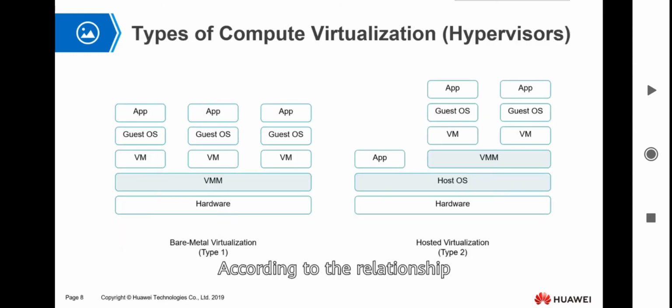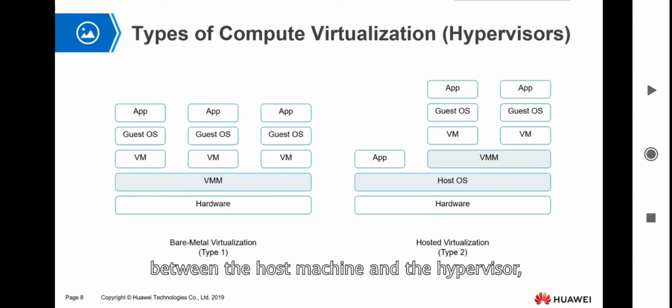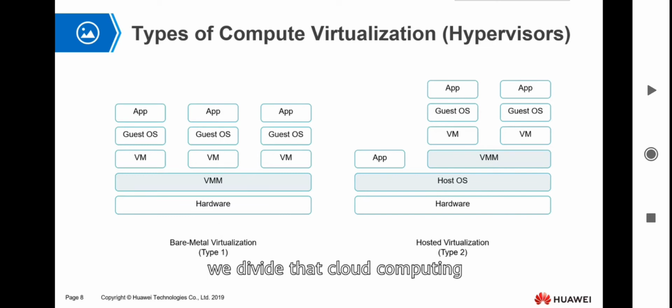According to the relationship between the host machine and the hypervisor, we divide cloud computing virtualization into two types. Some information says there are 3 or 4 or 5. These are not wrong, but we only discuss the virtualization of type 1 and type 2 in this chapter. Type 1 is called bare metal virtualization, and type 2 is called host virtualization.